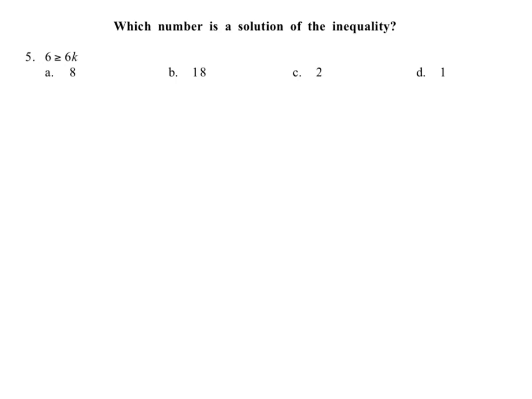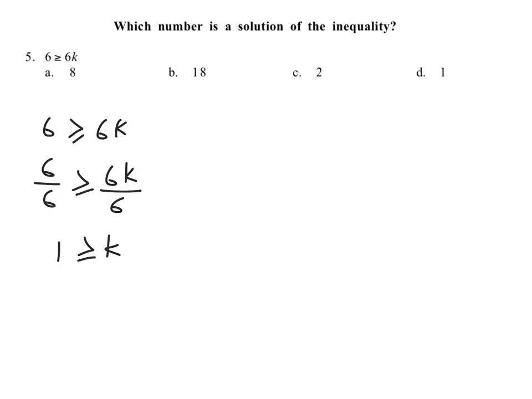Okay, which number is a solution of the inequality? Well, we could just solve this, and I'm going to do that right now actually first. 6 is greater than or equal to 6k. And we can divide both sides by 6 here to get it down to just k. So we say 1 is greater than or equal to k, or another way of saying it is k is less than or equal to 1. So which number is less than or equal to 1? Well, there's only one that's less than or equal to 1, that's D.